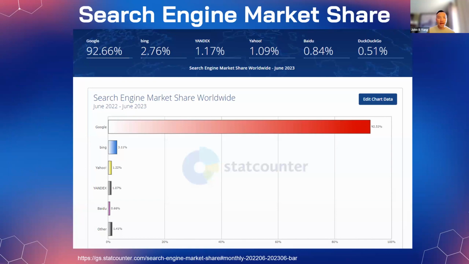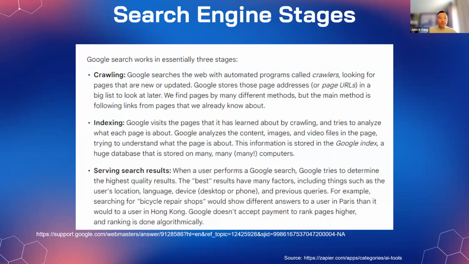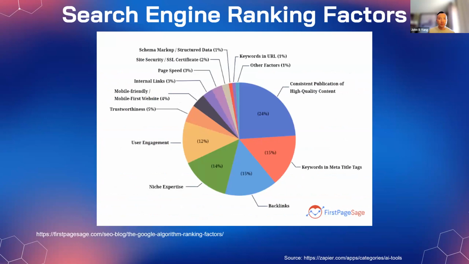Again, a quick recap: Google has about 90% share of the search engine market, so it's very important to be optimized for the search engine, especially for Google. The 3 major components of the search engine are crawling, indexing, and serving the results. Search and ranking factors are very important as well. As basic SEO, we may not be able to touch on everything, but you want to make sure that you cover the most important ranking factors, which are quality content, the right keyword in your title, your niche, backlinks, and user engagement. Everything is important.